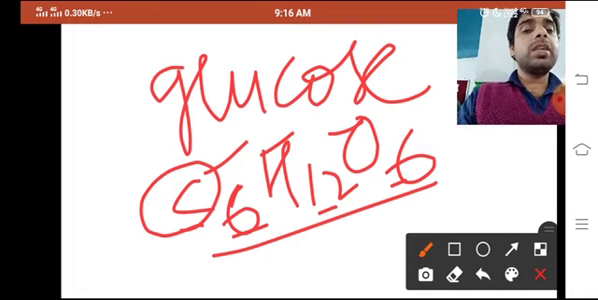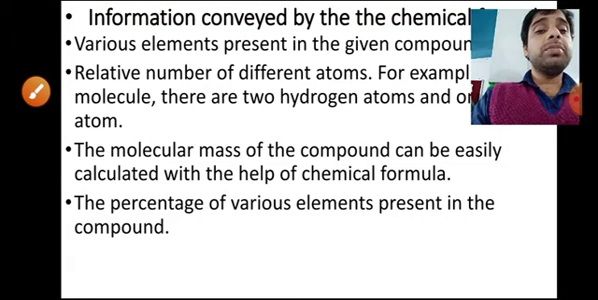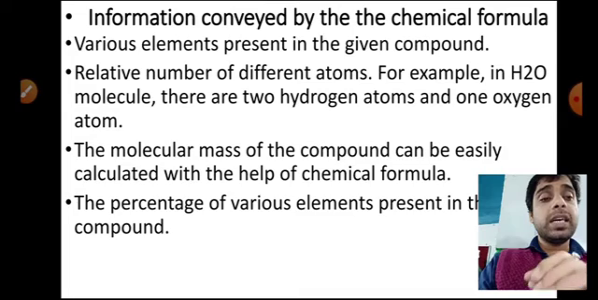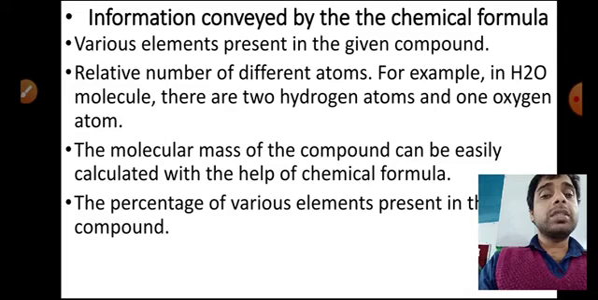So C6H12O6, 6 carbon, 12 hydrogen, 6 oxygen. Okay now, this will give you the idea of the constituent elements present in the given compound, and the subscript tells the number of each constituent element present in a chemical formula. Then the molecular mass of the compound can be easily calculated with the help of a chemical formula.